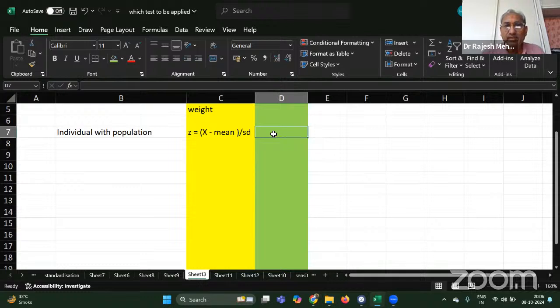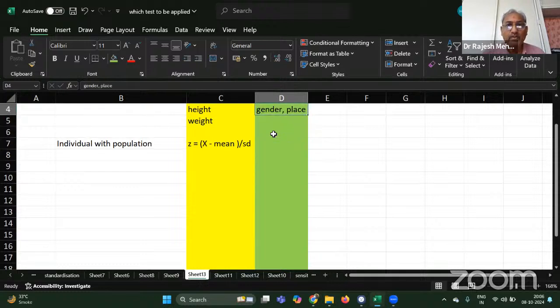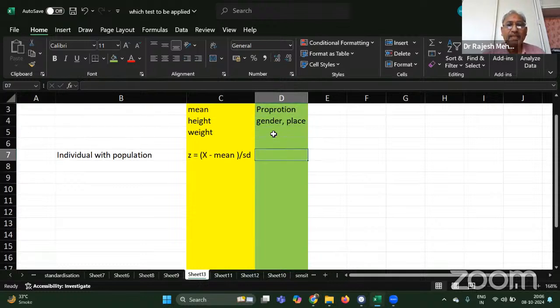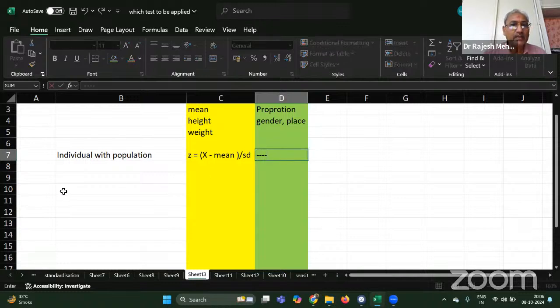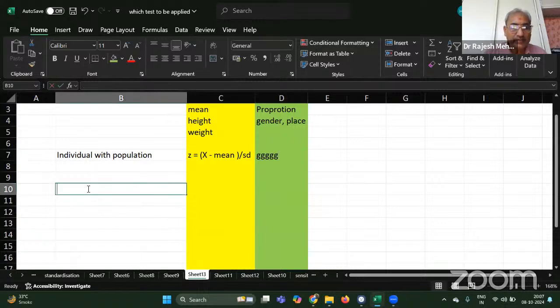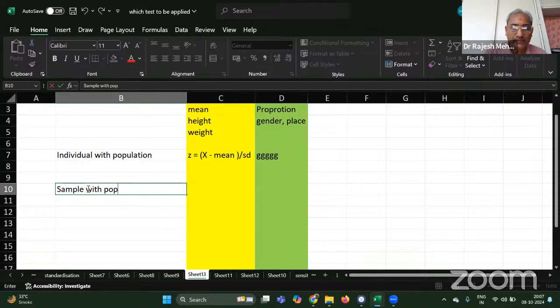So in this case, we will not consider the proportion part of it, comparing individual with a population. So keeping it as dash. Now there will be a situation whereby you want to compare a sample with a population.